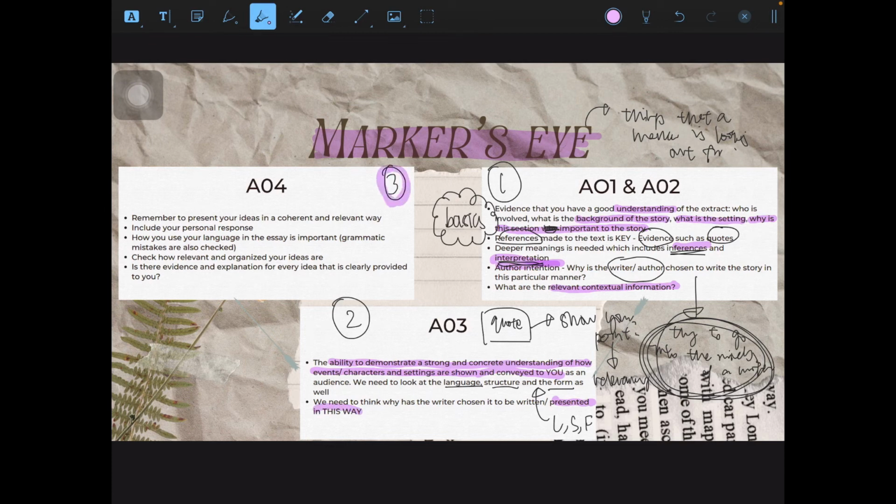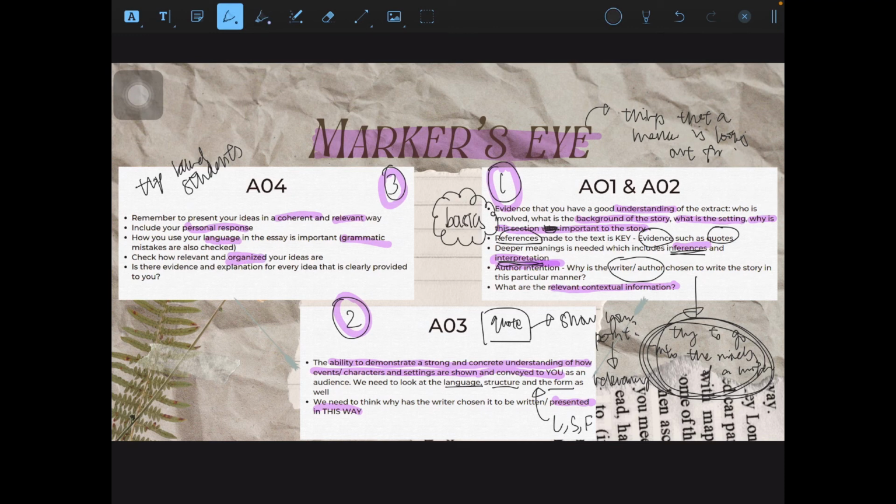And number 3, so after you've done step 1, step 2, these are not steps, these are like 3 things that markers are looking out for. So the first thing, the second thing, and the third thing. So for the markers, the last thing they look out for, so these are basically for the top band students. So if you're trying to aim for a higher grade, you need to make sure that your ideas are linked in a more coherent and relevant manner. Make sure that you include a personal response. Make sure that your language in the essay is grammatically correct, and also organization.